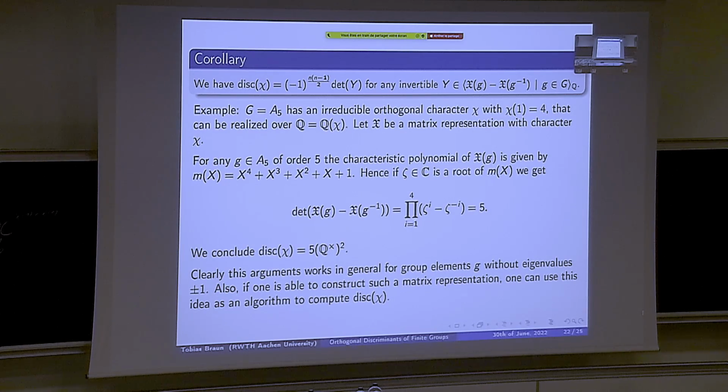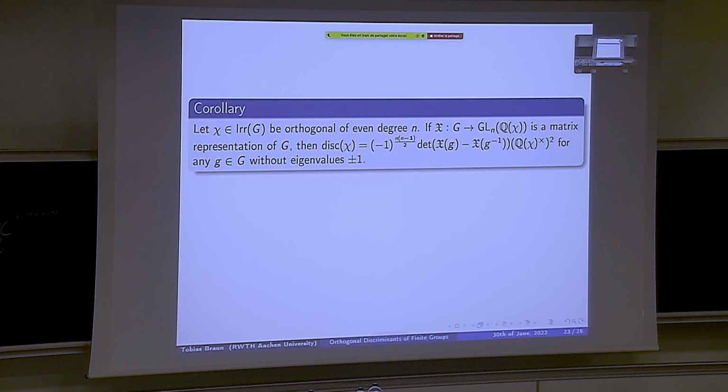Also, that's what I said earlier, if you are able to construct a matrix representation, you can use the whole idea which I told you about with the adjoint involution to use an algorithm to compute the discriminant. That's actually something that I did for my master's thesis, and it works quite well up to dimension like 1,500. Here, again, what I said on the slide before, you can get the orthogonal discriminant by considering a group element without eigenvalues plus or minus 1. And here's the formula for the orthogonal discriminant.